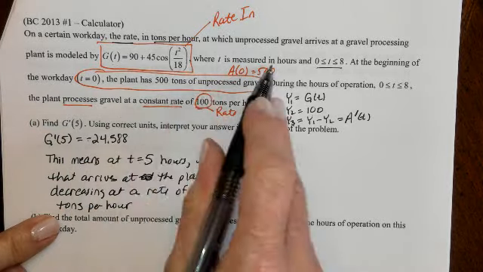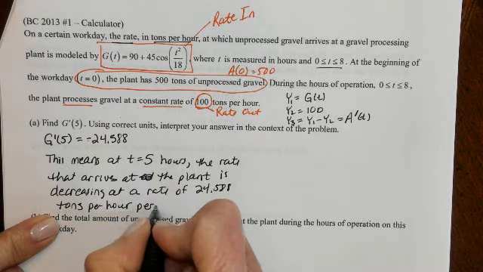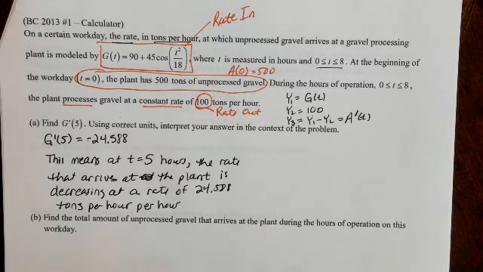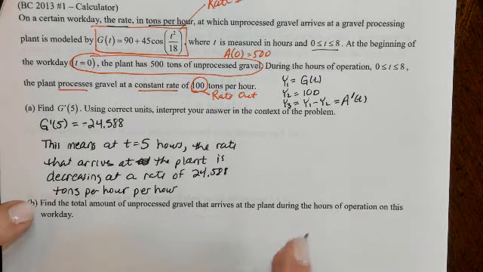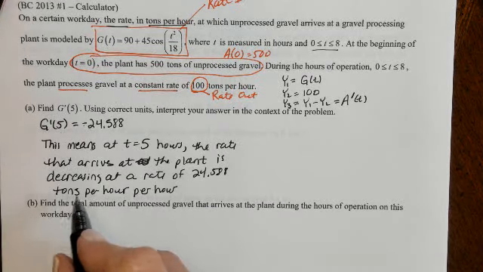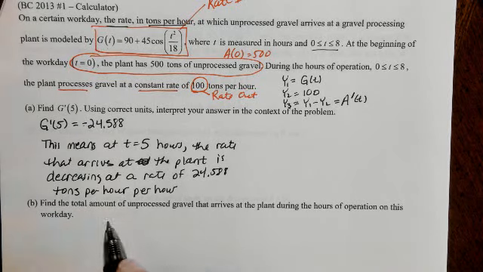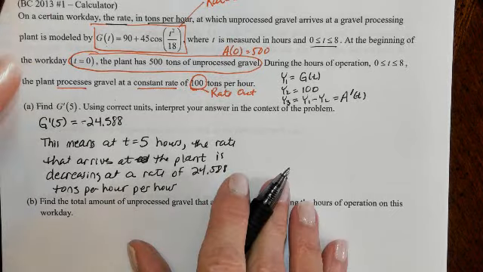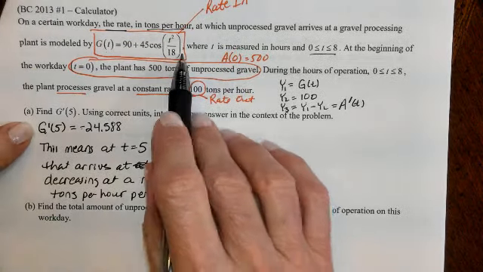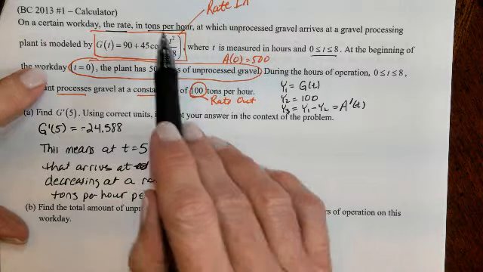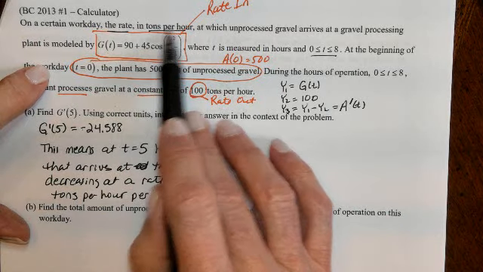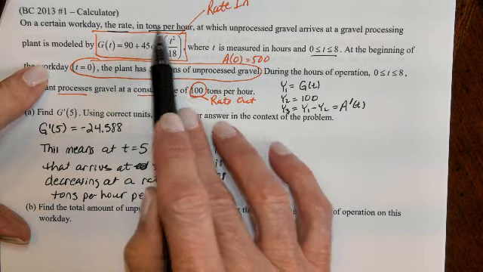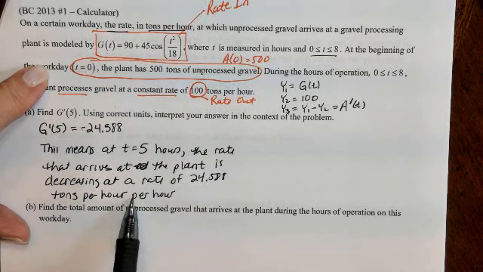Tons per hour is what G is measured in, and then I need another per hour for the prime part, right? So tons per hour per hour. You could also say that, of course, as tons per hour squared, and that's fine too. Okay, that's what I would probably do usually, but this will also work. Okay, so again, G is measured, where does it say that? G is measured in tons per hour. That's just G. So G prime would be tons per hour, right?